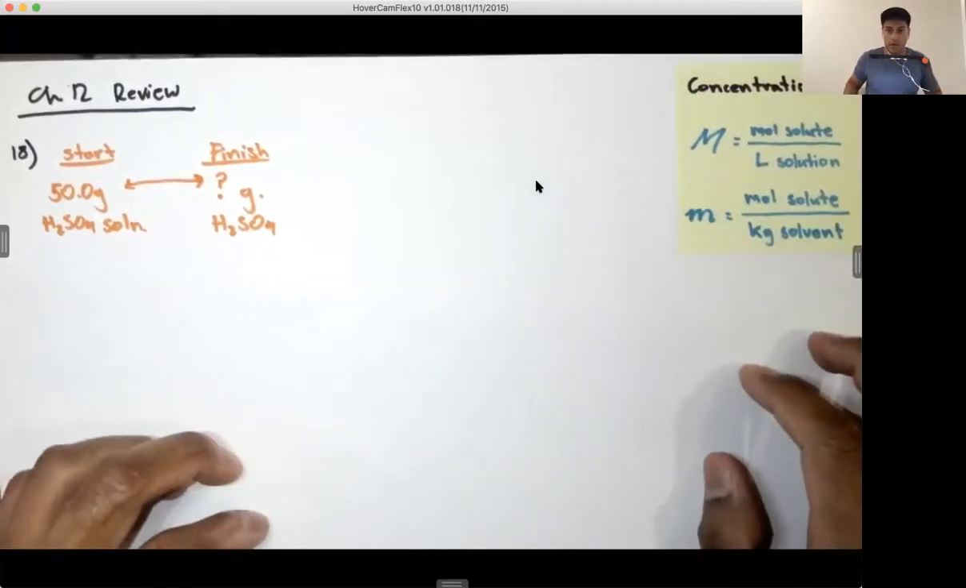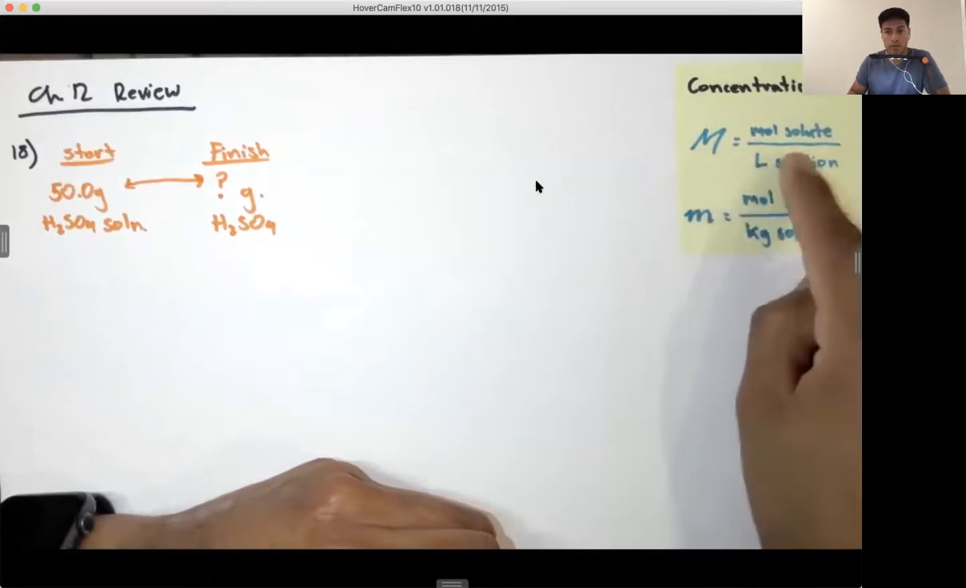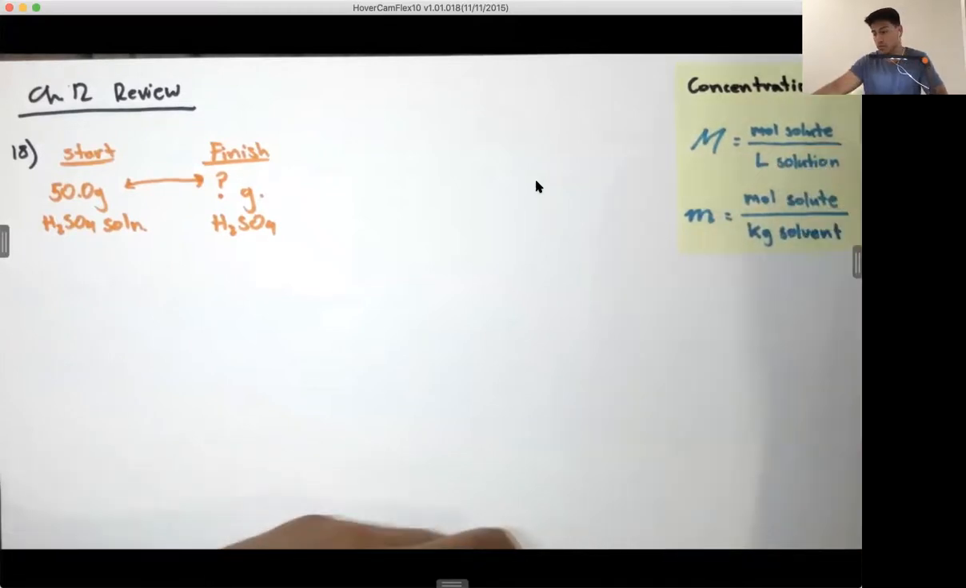Okay, so there, I wrote down the concentration, right? You have molarity is moles of solute over liters of solution.